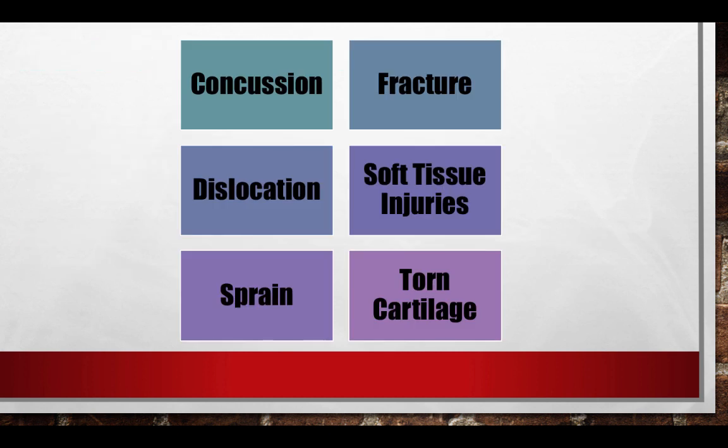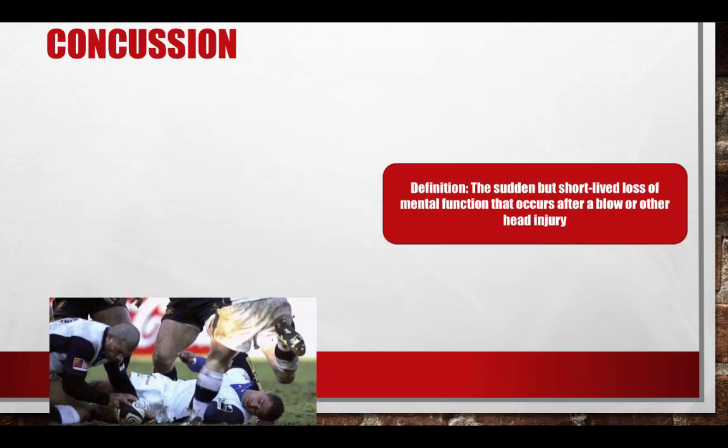lives. There are 6 types of injuries you need to know for your GCSE: concussion, fractures, dislocations, soft tissue injuries, sprains, and torn cartilage. Concussion.